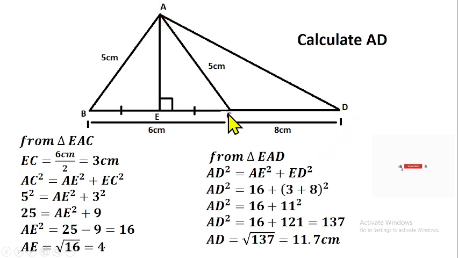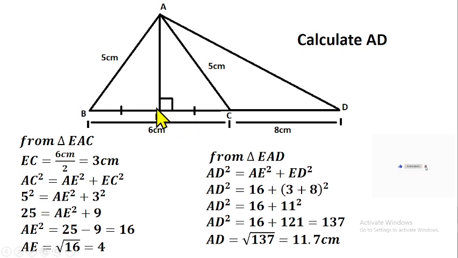So the question is, where is the hypotenuse side of this right angle triangle AED? The hypotenuse side is this side AD, because it is facing this right angle. So that means the square of the hypotenuse side, which is AD square, equals AE square plus ED square. Do you understand that? So we have our AD square equals our AE square. Side AE is 4, so the square of it will be 16 plus ED.